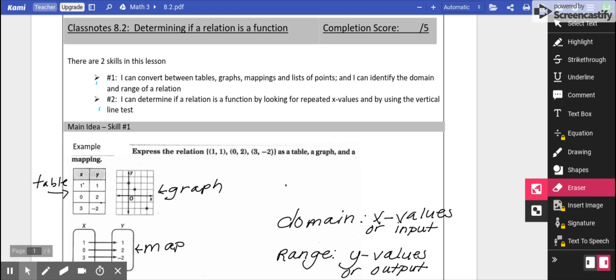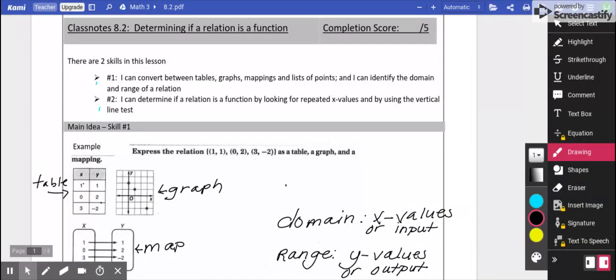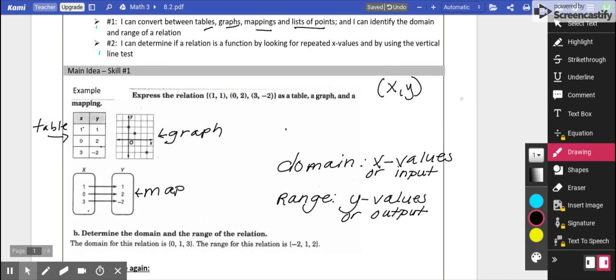For this section in 8.2, we're going to be working on determining if a relation is a function. So there are two specific skills in this. We're going to be able to convert the ordered pairs that we worked on last section. And remember that our ordered pairs always go x, y. We are going to work on converting between tables, graphs, mappings, and a list of points. And we're going to identify the domain and range. We're also going to work on determining whether the equation or the ordered pairs is a function.